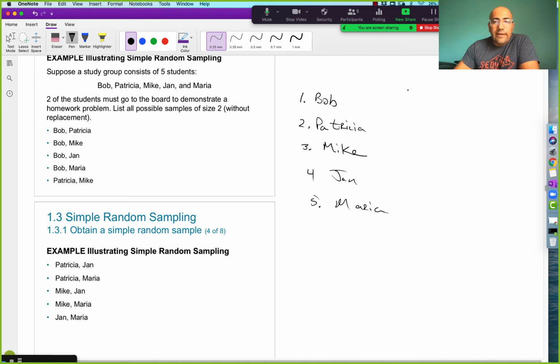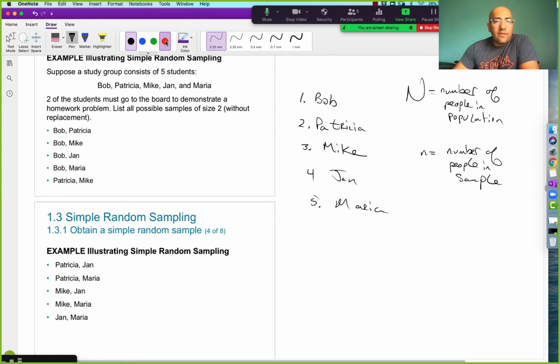Okay, capital N represents the number of people in our population, whereas lowercase n is the number of people in our sample.